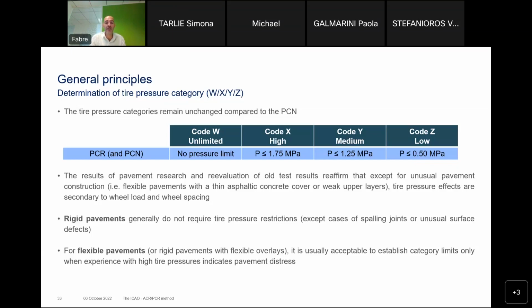For rigid pavement, generally, there is no need to have a tire pressure limitation, except if you observe some cases of spalling joints or unusual surface defects, such as longitudinal or corner cracks. And for flexible pavements or rigid pavements with flexible overlays, it is usually acceptable to establish a tire pressure limitation when experience with high tire pressure indicates pavement distress at the pavement surface.